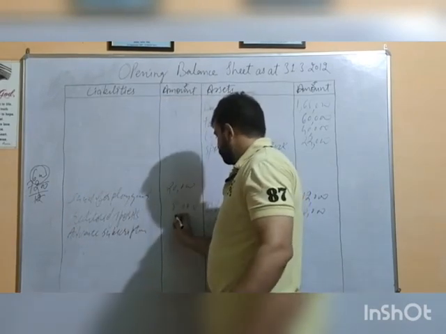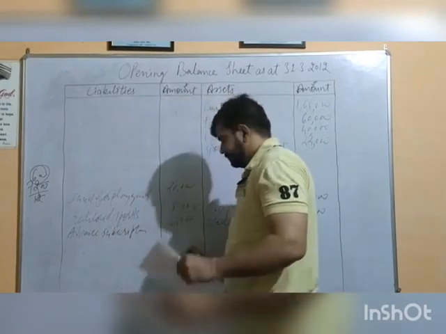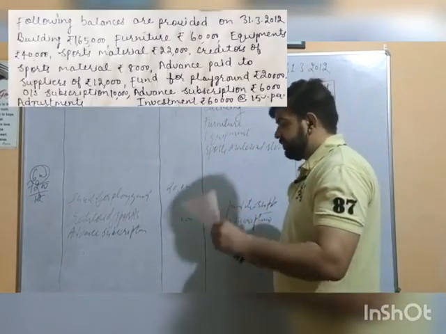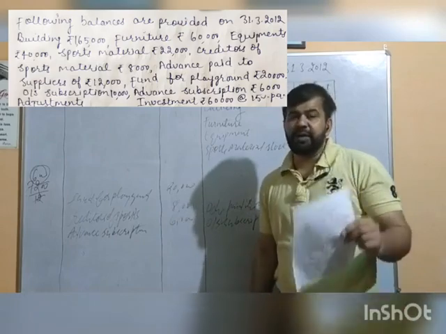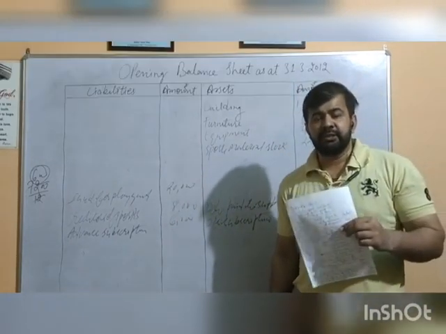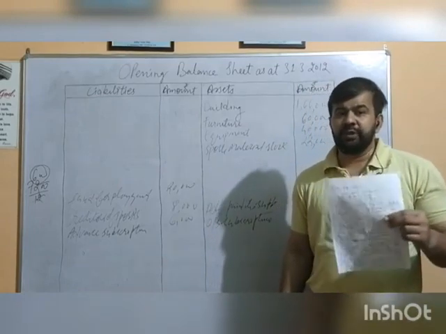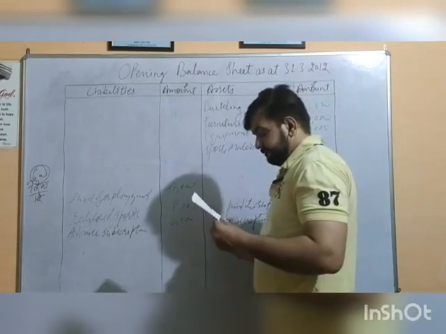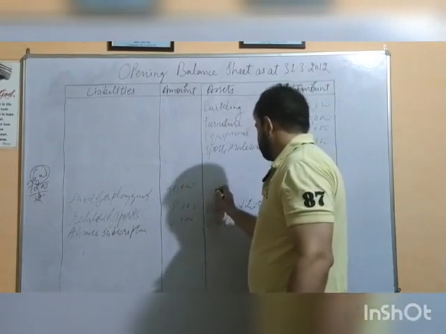Here we are having 6,000. Then at last we are having investment, rupees 60,000 at the rate of 15% per annum. You know what? When we are provided with the rate of interest along with any kind of investment, we have to consider interest that is receivable. Otherwise, we would be ignoring such kind of interest on investment.